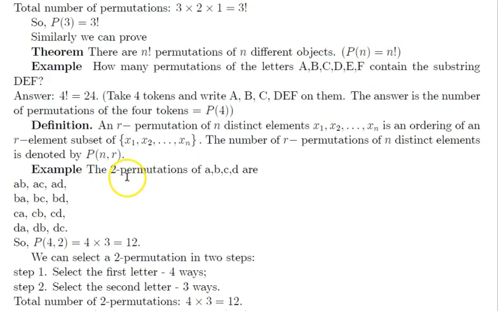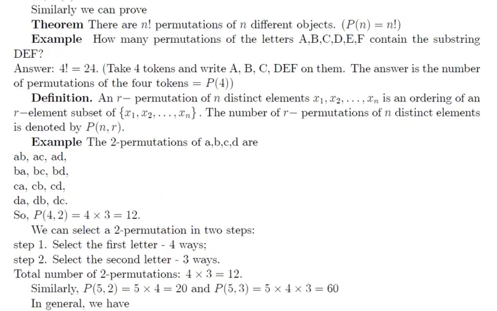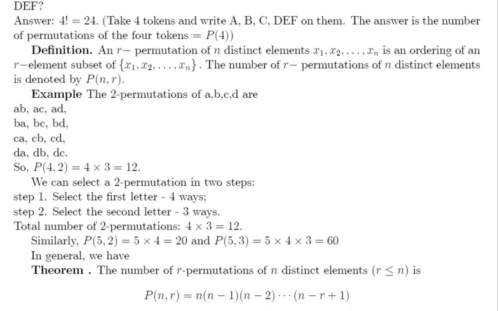Example: the 2-permutations of these 4 letters, A, B, C, D, are written here, and we see that they are all together 12 different 2-permutations of 4 objects. And 12 is 4 times 3. We can find a formula for P(4,2) this way.